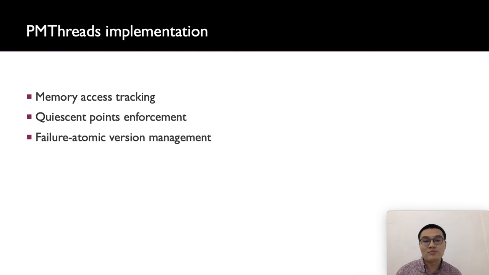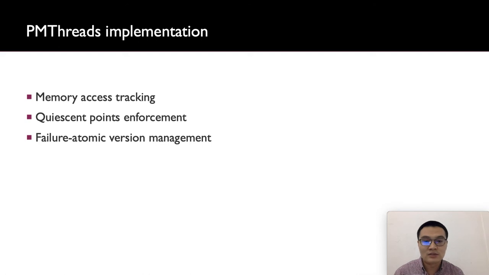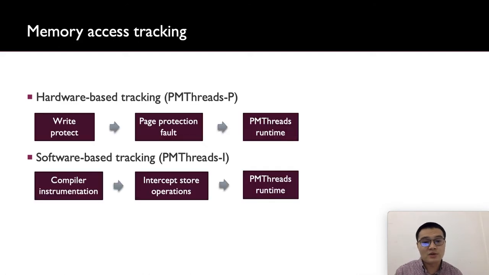Okay, next I will detail the implementation of PMthreads in 3 aspects. Let's start with the memory access tracking. To manage the data movement from the DRAM buffer to the NVM, we need to identify the dirty pages in the DRAM buffer. We investigate both hardware and software-based solutions to track the memory access. With the hardware method, we'll first set the access permission of the DRAM buffer as read-only, such that any subsequent write access to the DRAM buffer will trigger a page protection fault. And our PMthreads runtime will handle such access violations and keep track of the page that's being touched.